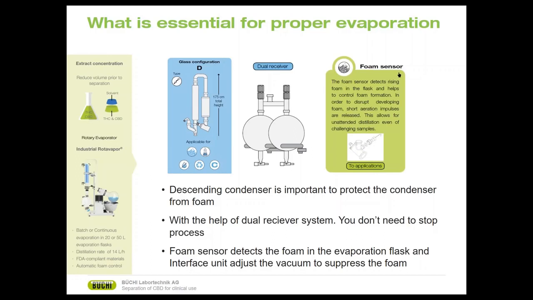Once one of the flasks is full, you can just switch to the other one and clean the first. So you can switch between two receiving collection flasks. The third one is the foam sensor. The foam sensor detects the foam in the evaporation flask, and the interface unit of the device will adjust the vacuum to suppress the foam. This allows for unattended distillation, even for challenging applications like cannabis.